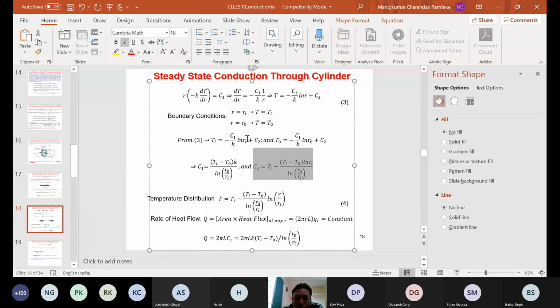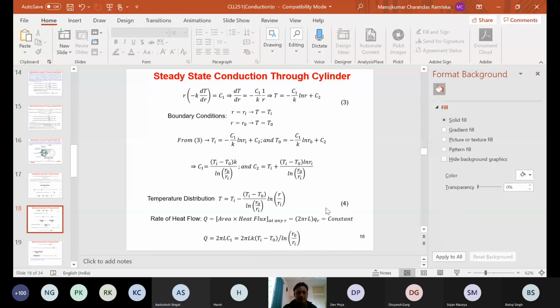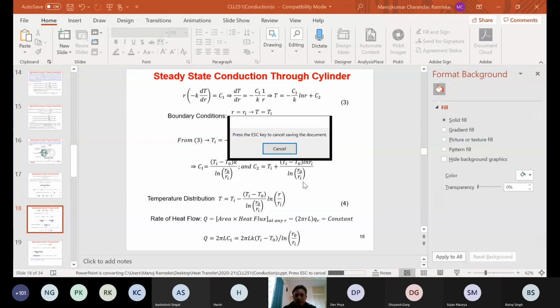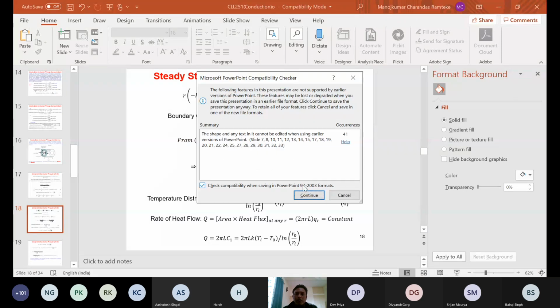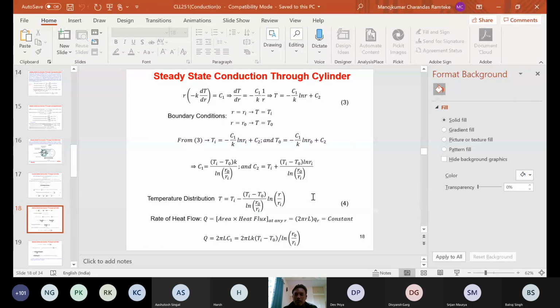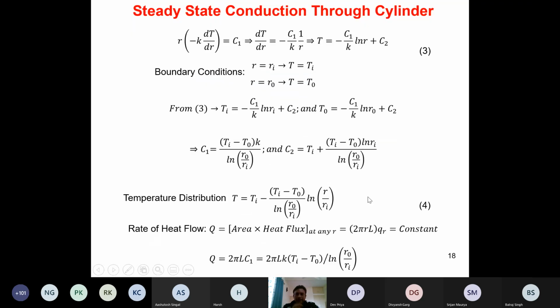Okay. So then you can put C1 here, so that becomes ln R. Yes, sir, it is correct. Now everything is correct. Yes, sir. Okay. Thank you. So this last expression is also correct. Okay, let me just maximize it.